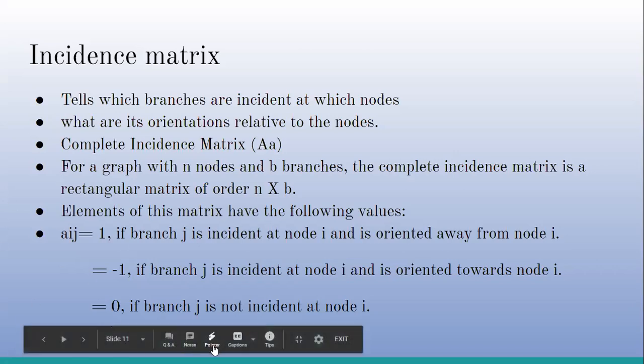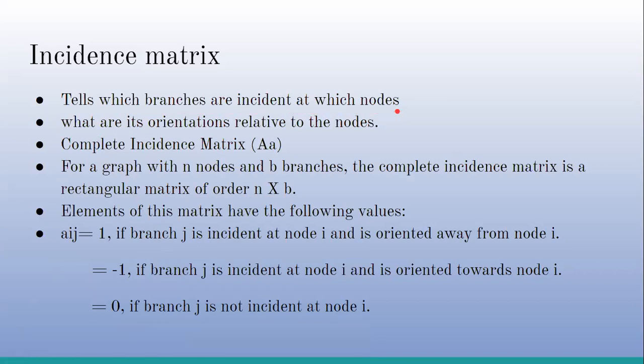So basically this incidence matrix tells us which branches are incident at which nodes and what are the orientations of these branches with respect to the nodes, and we represent this complete incidence matrix by capital A suffix small a. So what is the order of this incidence matrix? The order of this incidence matrix is n by b, where small n represents the number of nodes in that graph and small b represents the number of branches in that graph.